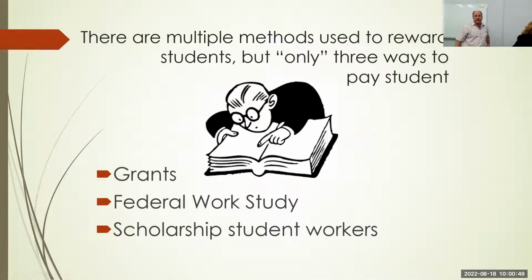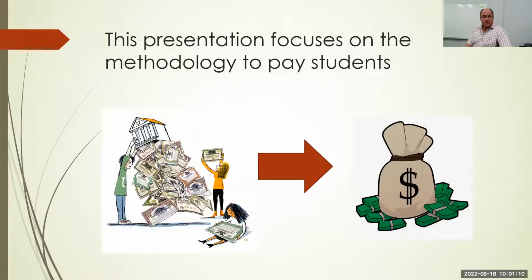Okay. So the three primary ways to pay an undergraduate student worker that I'm going to touch on today are through grants, federal work study, and scholarship student workers. Again, that Ms. Sheila Holmes had talked about earlier. I'm just going to expand on that a little bit. So this presentation focuses on the methodology to pay the students. It's a general overview of the procedures to do so.